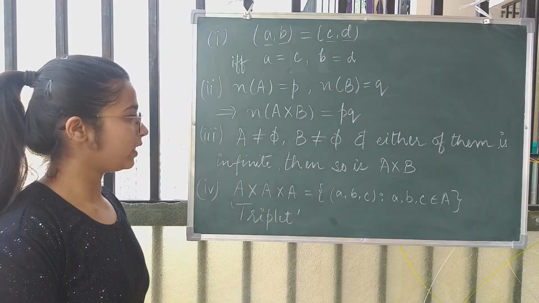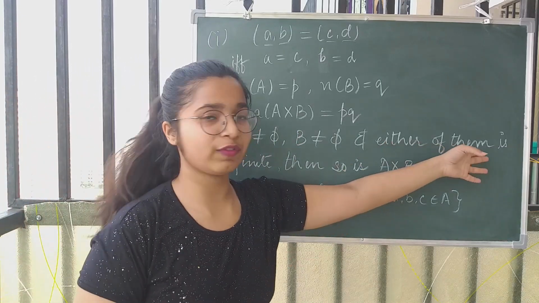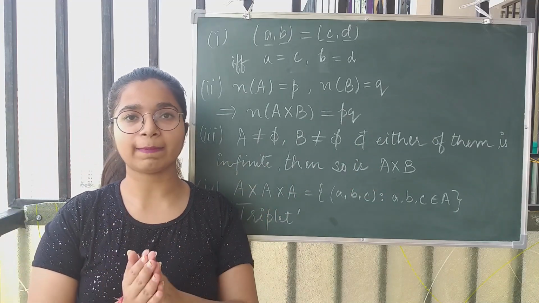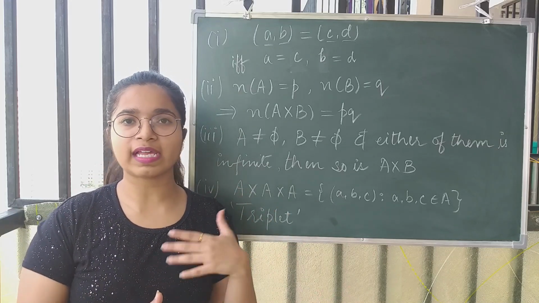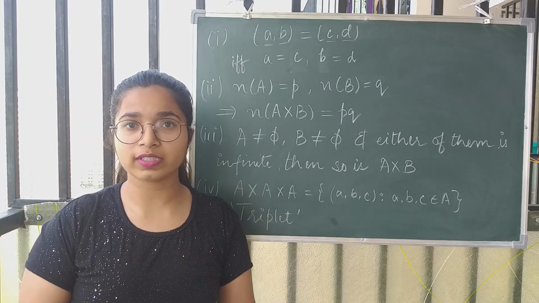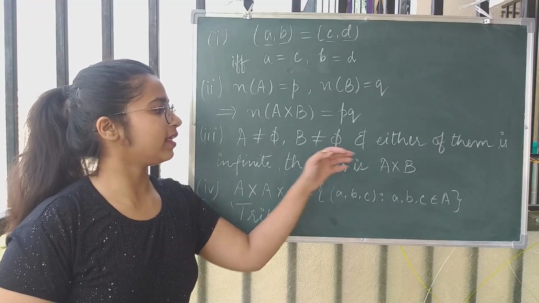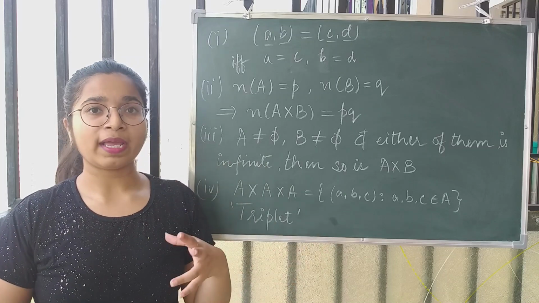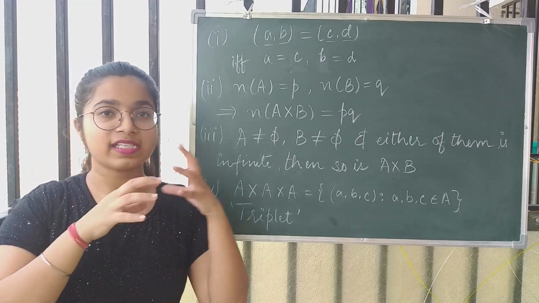Moving on to the third point, it says that if A and B are two non-empty sets such that either of them is infinite, then so will be A cross B. This means if you have two non-empty sets and any one of them is infinite, an infinite set could be, for example, the set of natural numbers, the set of real numbers, the set of whole numbers, and the number of people on this planet or something like that. So if any one set is infinite, then our Cartesian product will also be infinite. Why? Because our choices have increased, there are infinite choices because one set has an infinite number of elements.